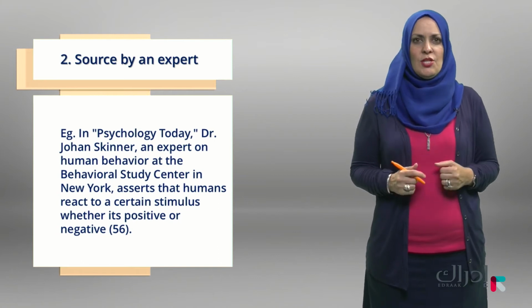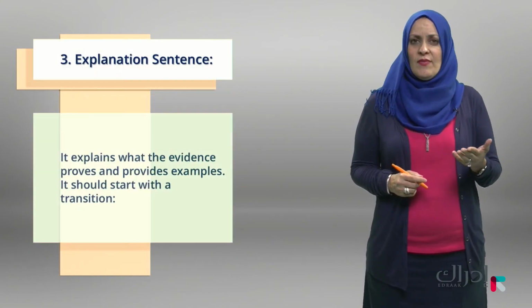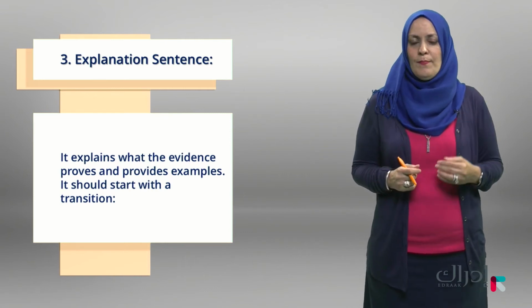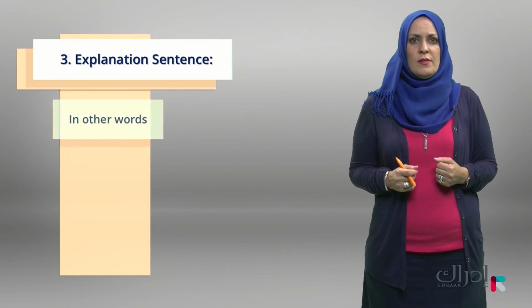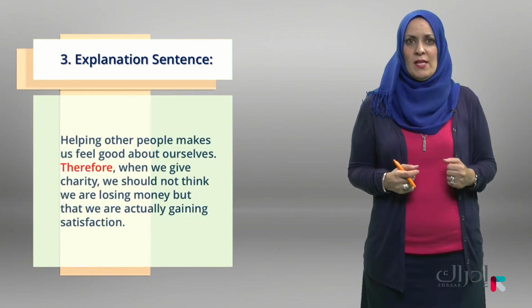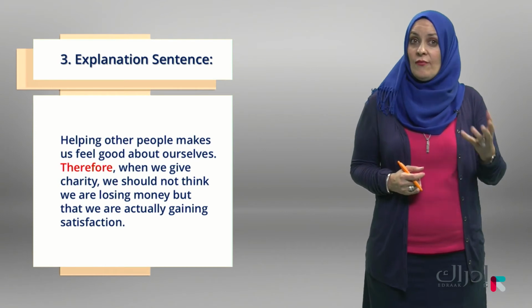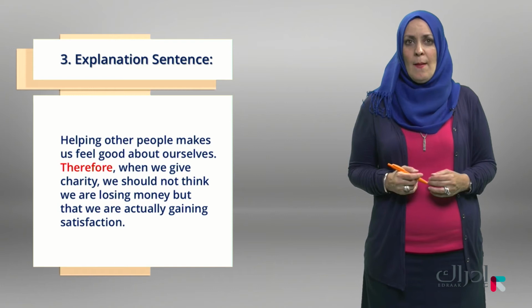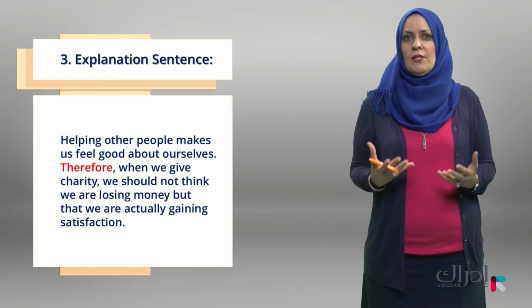Number 3, explanation sentence. It explains what the evidence proves and provides examples. It should start with a transition. For example, in other words, as a result, therefore, or thus. Helping other people makes us feel good about ourselves. Therefore, when we give charity, we should not think we are losing money, but that we are actually gaining satisfaction.